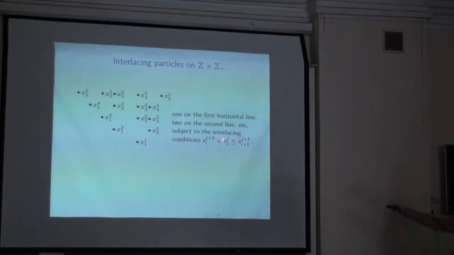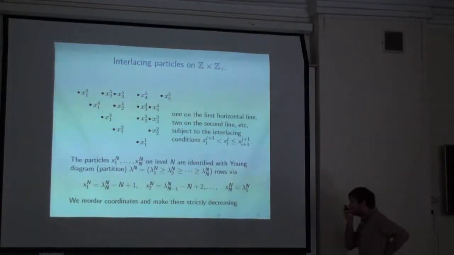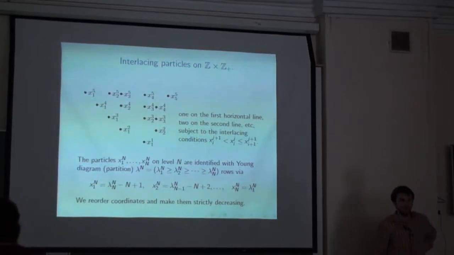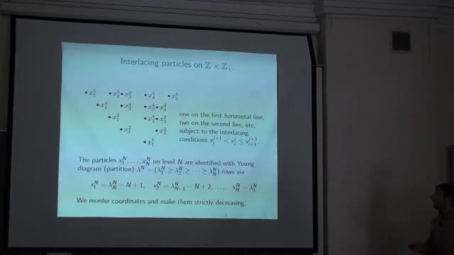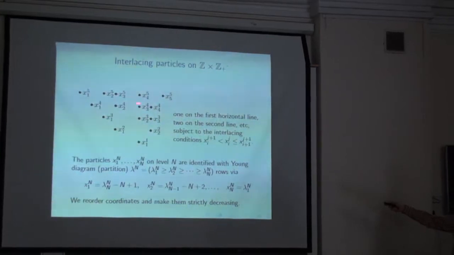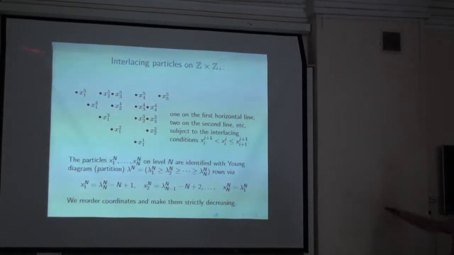We have to agree that on one side we have strict inequality, on the other side non-strict inequality. That's not very important, but let's agree on it in this way. Usually we will identify particle positions with Young diagrams, saying that this row of particles is the same as a Young diagram with 5 rows, and the identification is given through these formulas. So we reorder coordinates and make them strictly decreasing. That's all that's happening. Very simple formulas.